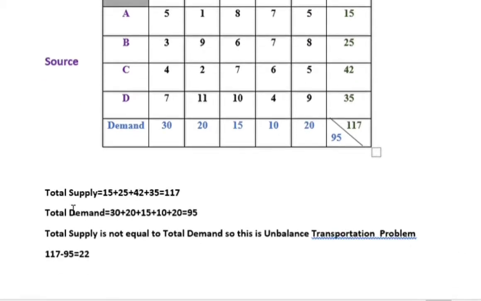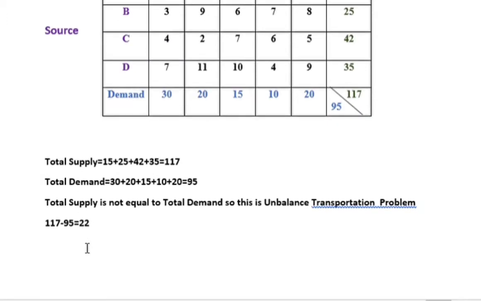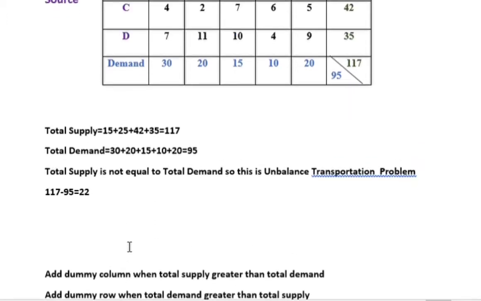First we need to calculate total supply and total demand. So total supply is 15 plus 25 plus 42 plus 35, which equals 117, and total demand is 30 plus 20 plus 15 plus 10 plus 20, which equals 95. So in this problem, total supply is not equal to total demand. So this is an unbalanced transportation problem, and we need to balance it to solve further.